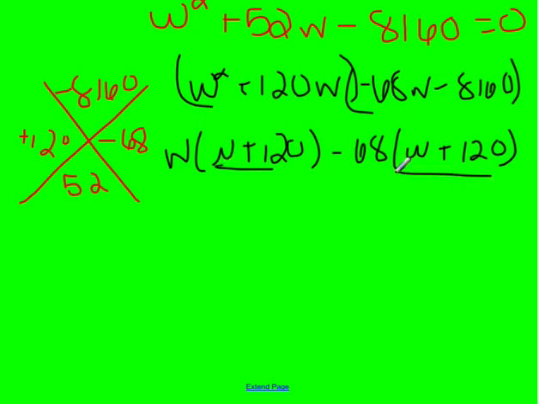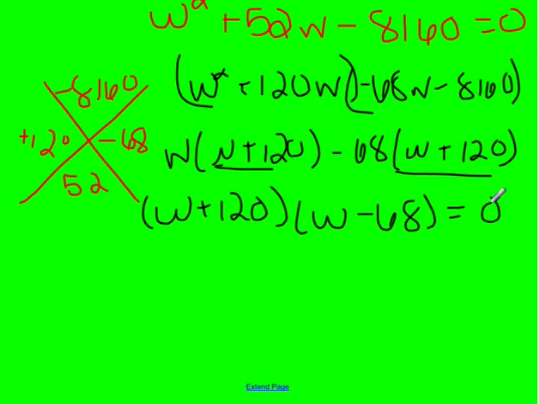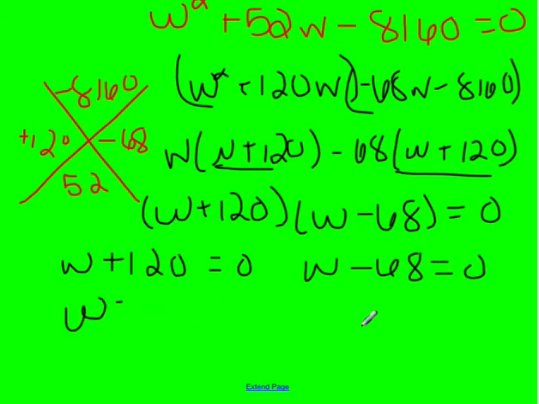So then I notice that my leftovers are matching, so I can go ahead and write those out. And then I'm going to write what's left after that. And it's set equal to 0. So now I need to solve for w. So to solve for w, I'm going to set each of my factors equal to 0. So here I end up with w is equal to a negative 120, and here I end up with w is equal to 68.